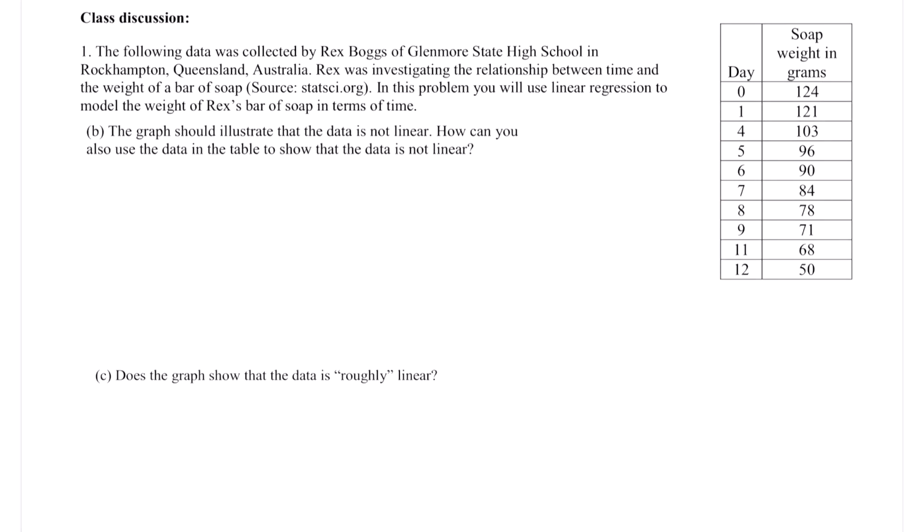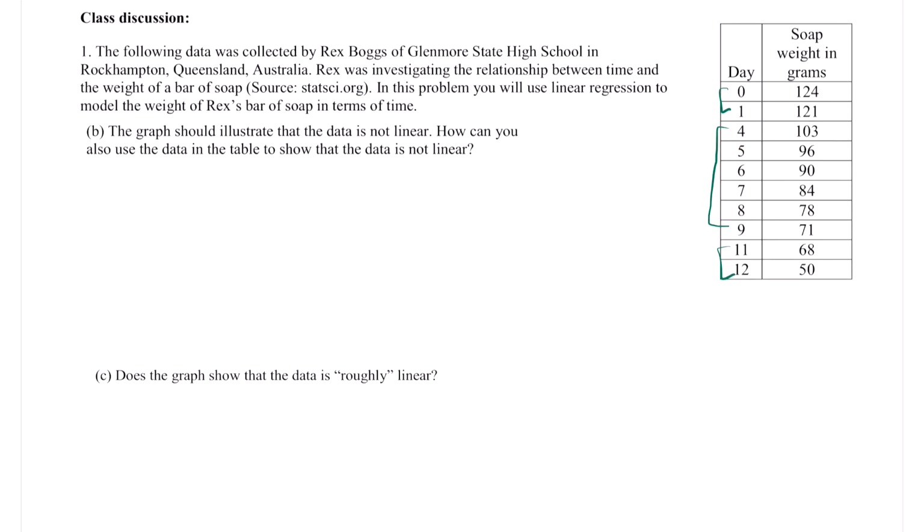Next, let's answer Part B. The graph should illustrate that the data is not linear. How can we also use the data in the table to show the data is not linear? If the data is linear, we should have a consistent rate of change between consecutive x values. So from 0 to 1, these are consecutive. From 4 to 5, 5 to 6, 7 to 8, and so on, and also 11 to 12.